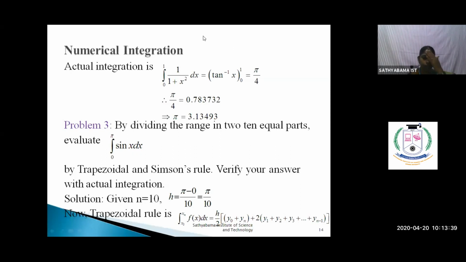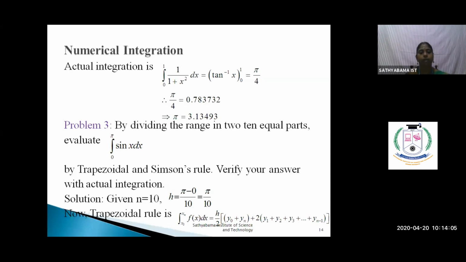Now what's my lower limit? Lower limit is 0. X naught is 0. Xn equal to what? Pi. So my a comma b is 0 to pi. So 0 to pi is divided into 10 equal parts. So that interval is mentioned here. Dividing the range into 10, it is not two, into 10 equal parts.